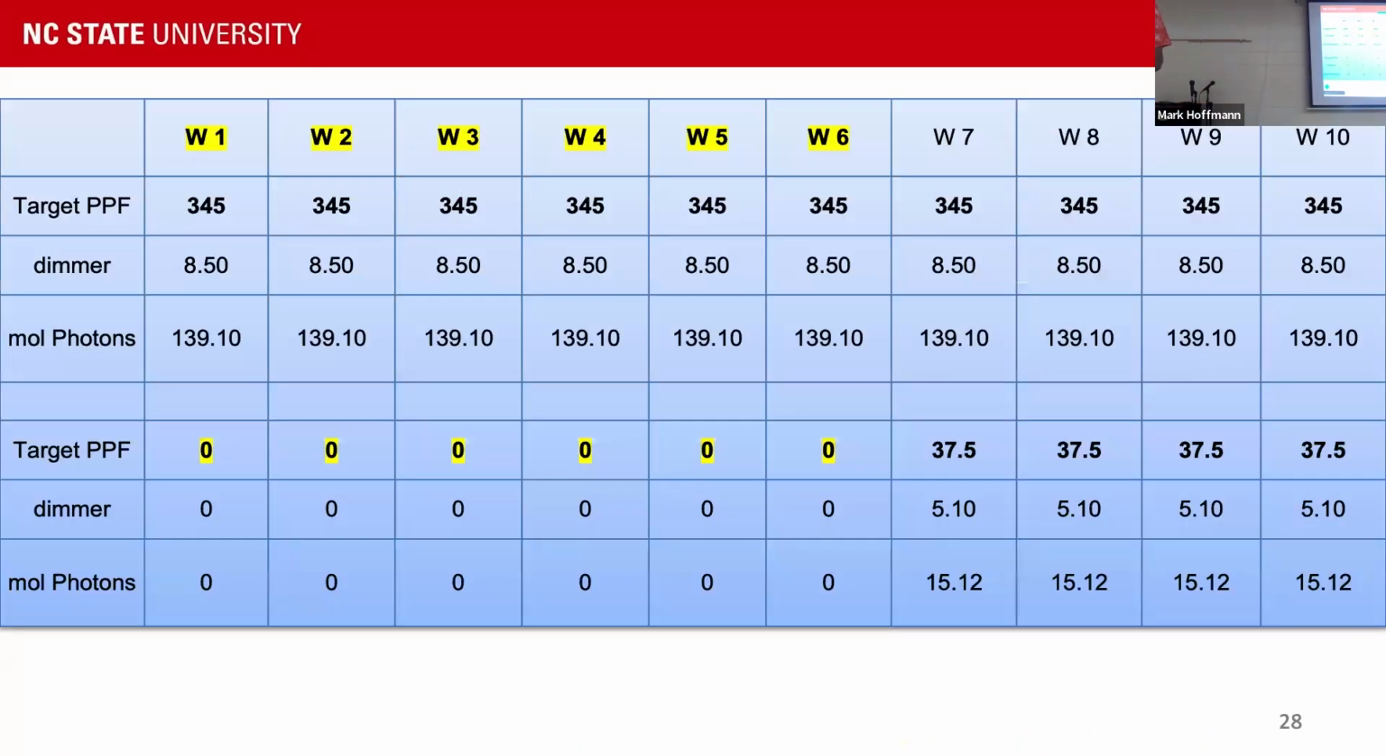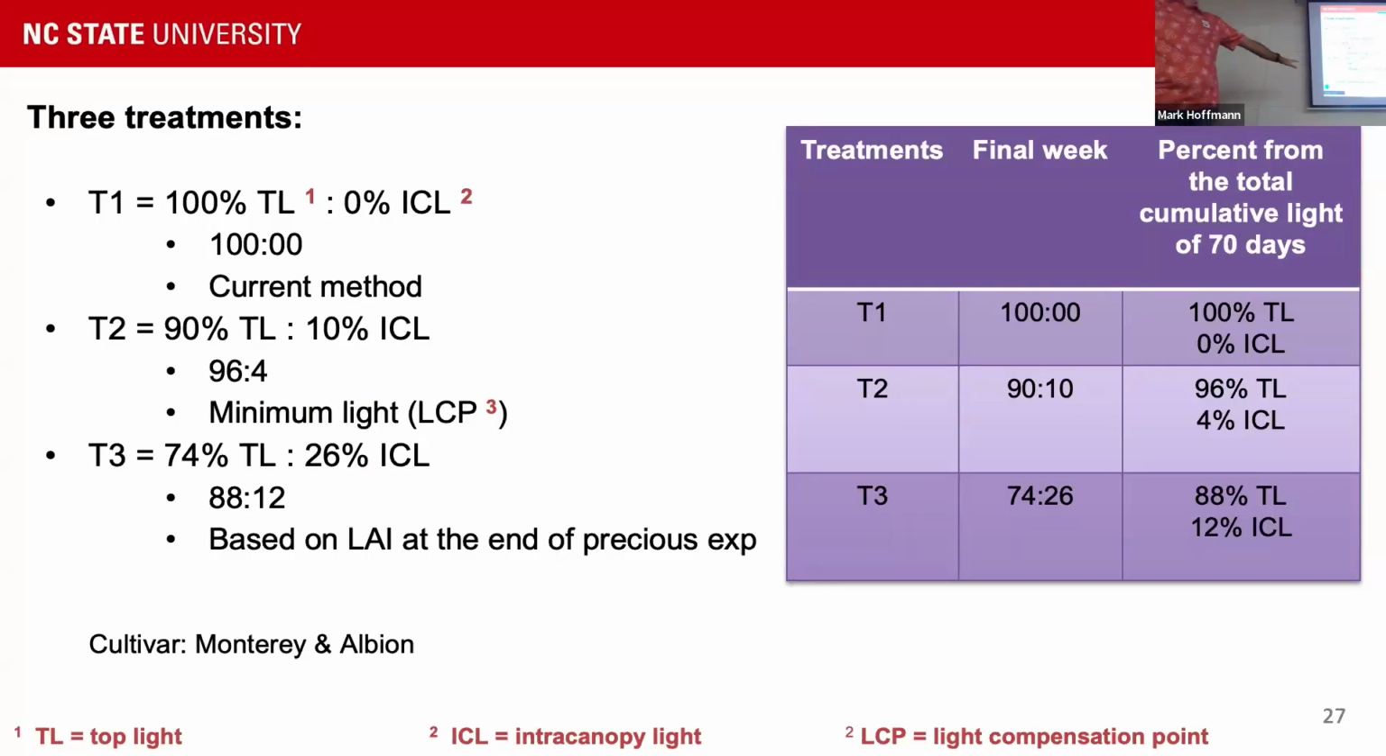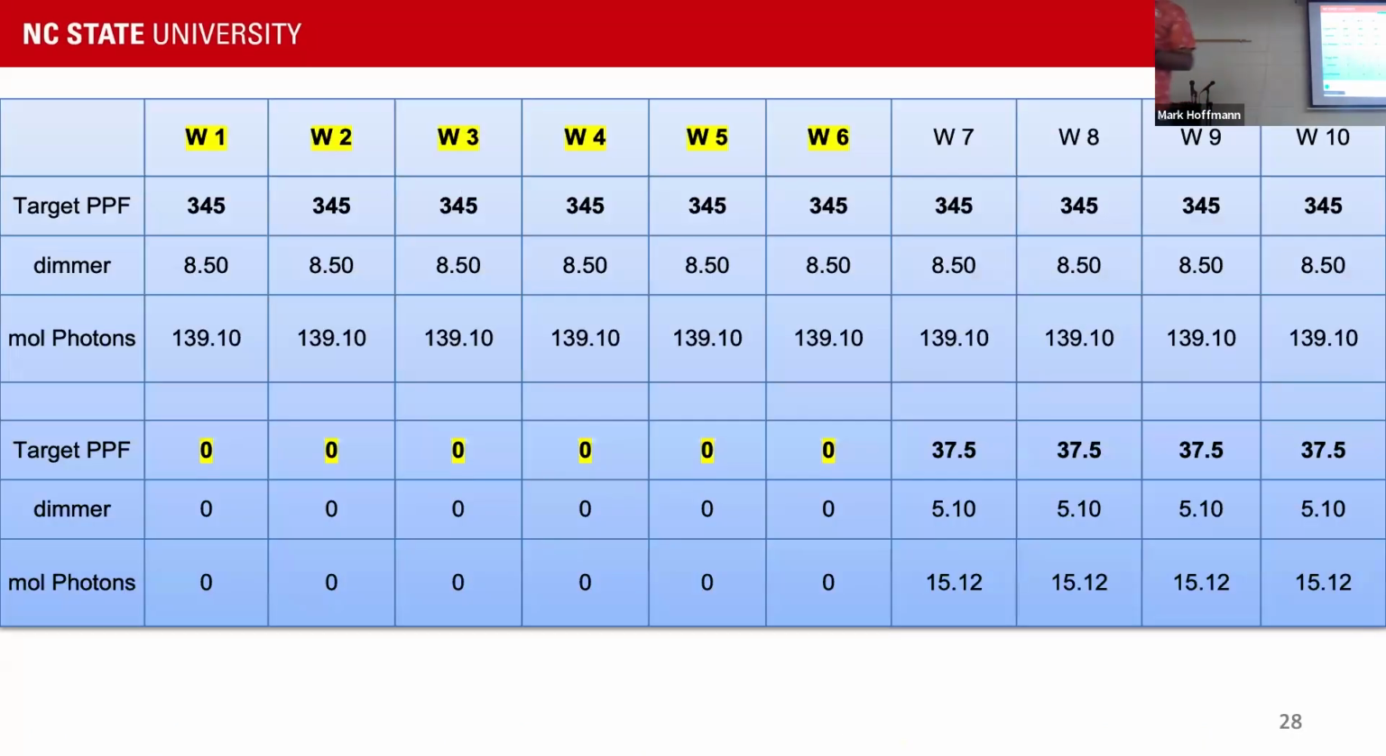The cultivars here are Monterey and Albion. So this experiment had 2 cultivars. Here you can see a simplified table that I put together. Each week, I know how much is my top PPF and how much is my intercanopy. Until week 6, we did not have intercanopy lighting. After week 6, we turned on the intercanopy lighting. For all the experiments, the cumulative PPF is the same, so the same amount of light for all of them.